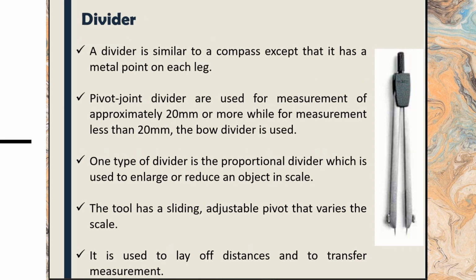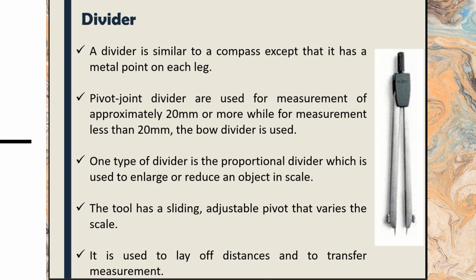We also have the divider. The divider is more like the compass, having two legs, but at both ends it has a pin. Unlike the compass, which has a pin at one end and at the other end accommodates a pencil to draw, the divider has a pin at both ends. A divider is similar to a compass except that it has a metal point on each leg.